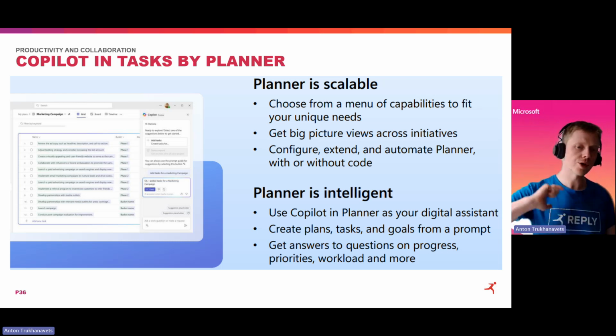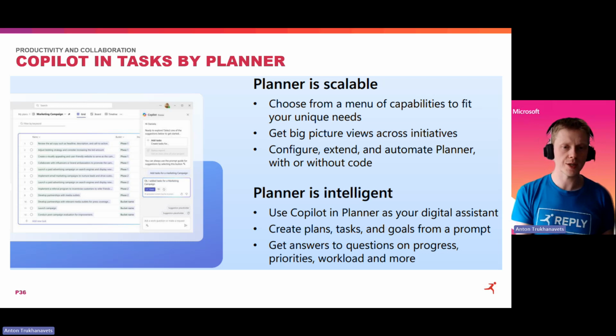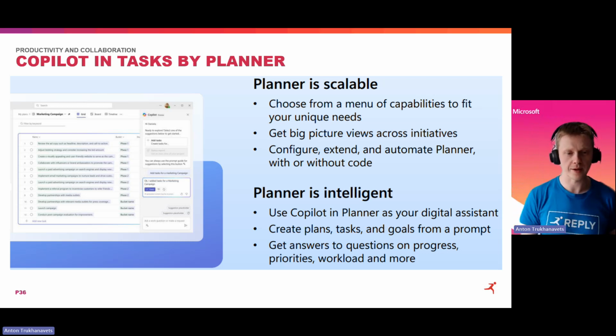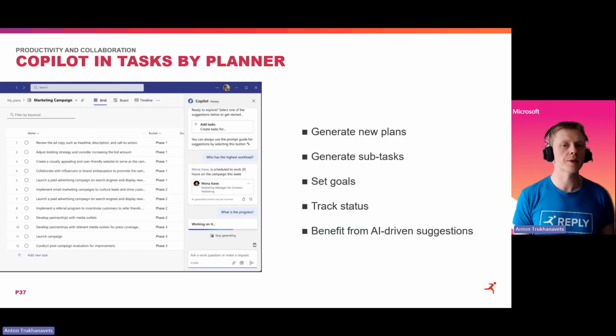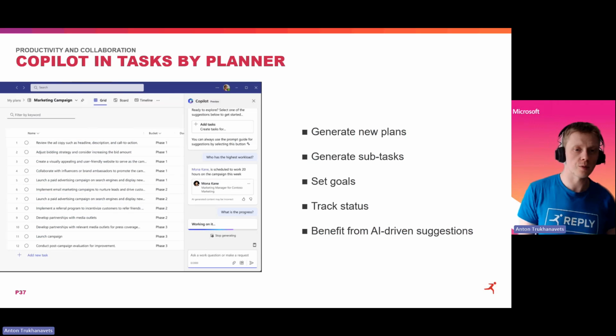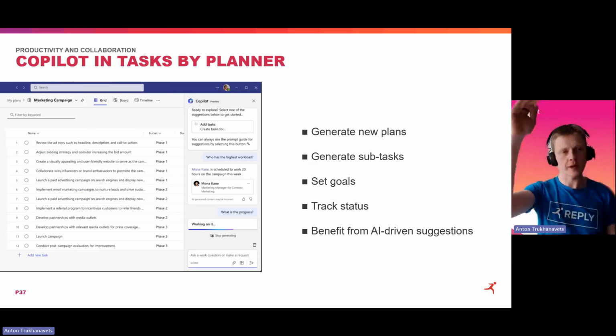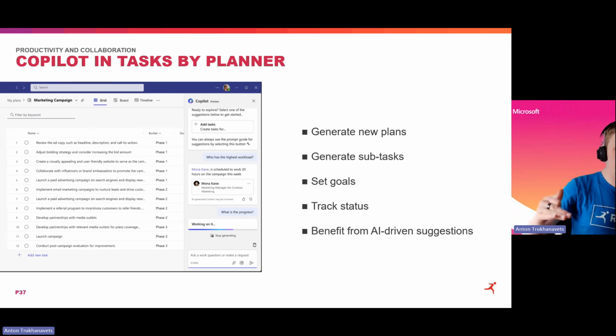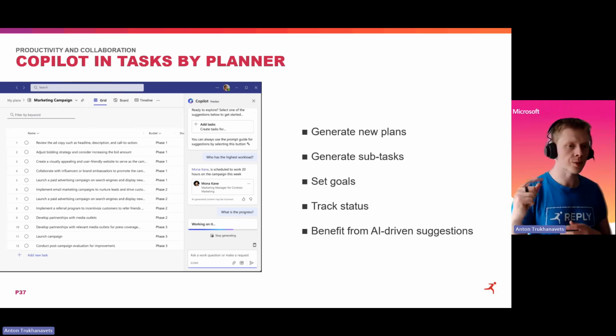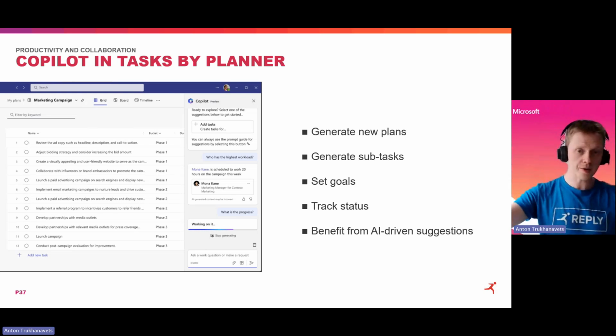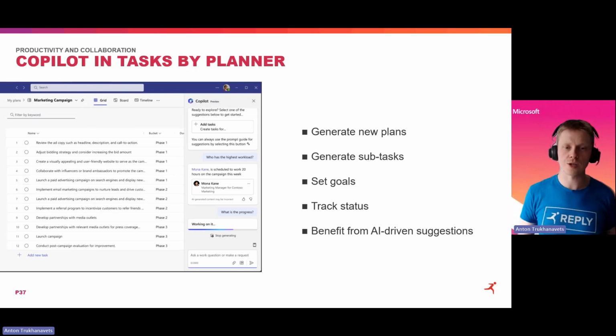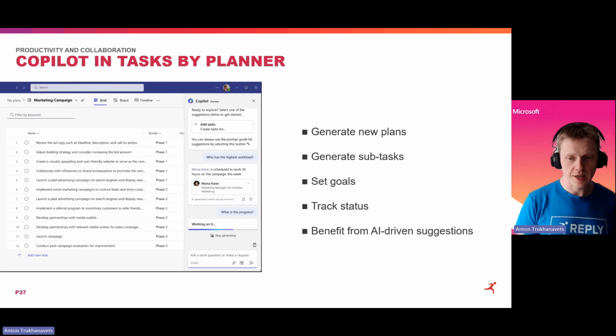a lot of analytics. But there is also an intelligence bit which is getting added to Planner, and this is Copilot for Planner. So what exactly will you be able to do with it? You will be able to generate new plans from a prompt. When you already have your plan with your tasks, you should be able to generate subtasks, again, based on your prompt and based on the context of the parent task. You'll be able to set goals, track status, and also benefit from AI-driven suggestions.